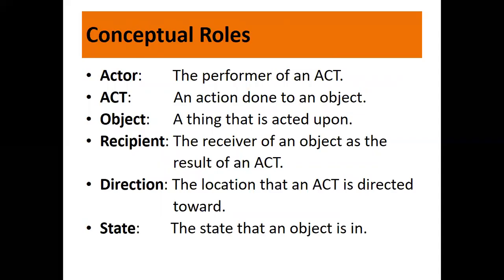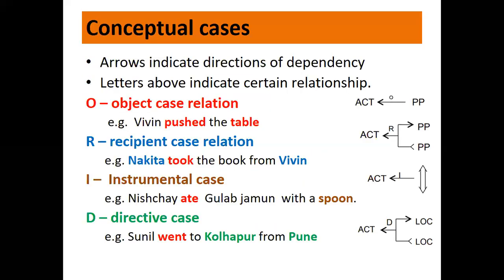Okay. Along with the primitive acts, we also have conceptual roles, right? Actor, the performer of an act, then act, an action done to an object. Object is nothing but a thing that is acted upon. Recipient is the receiver of an object as a result of an act. Direction, the location that an act is directed towards. The state that an object is in. As we go ahead, all these things will be more clear when we look at the examples.